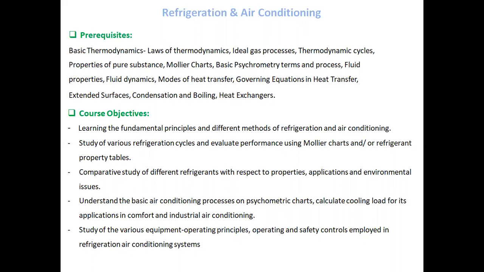The course objectives are learning the fundamental principles and different methods of refrigeration and air conditioning, and studying various refrigeration cycles and evaluating performance using either Mollier charts or refrigerant property tables. Next is a comparative study of different refrigerants with respect to properties, applications, and environmental issues. Next is to understand the basics of air conditioning processes on psychrometric charts and calculate cooling load for comfort and industrial air conditioning applications. And lastly, the study of various equipment, their operating principles, and the operating and safety controls employed in RAC.